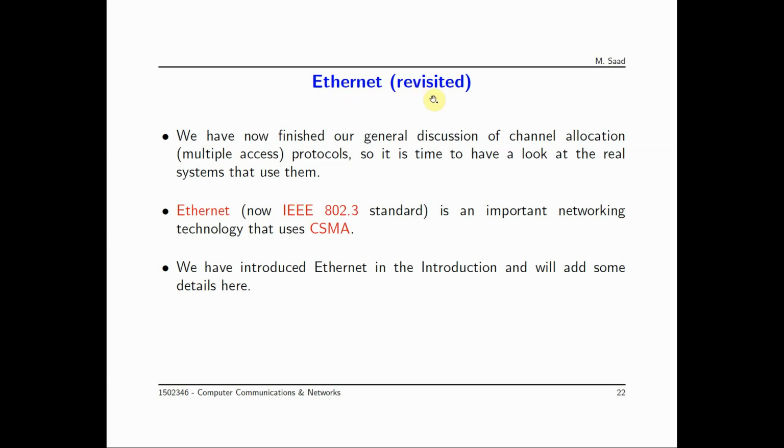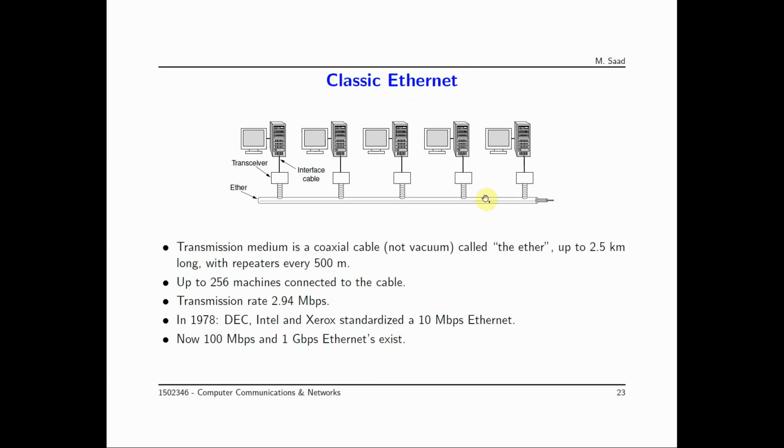Why do we say Ethernet revisited? Because you could check the introduction chapter and you will find that we talked about Ethernet before. We mentioned something about Ethernet, and here we would like to say a little bit more. So the classic Ethernet looked as you see here in this figure. The classic Ethernet, the first Ethernet that was developed in the 1970s, contained a coaxial cable, which was a common cable accessed by all computers or all stations in the network. So all computers are connected to the same cable. It's a coaxial cable that is called the ether, and that's where the name Ethernet is coming from.